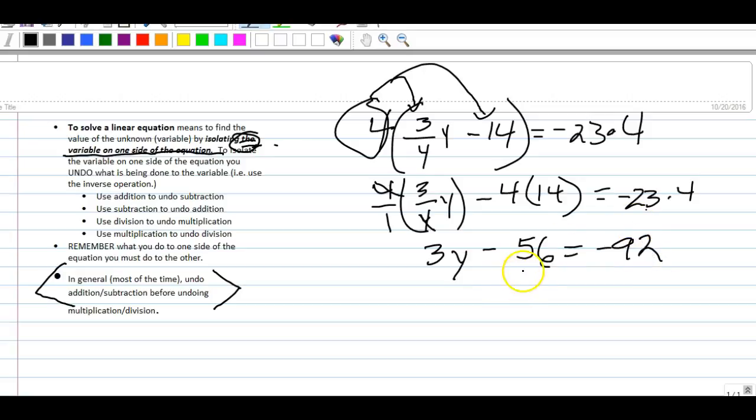Now we have no fractions to deal with. So I solve the way that I normally do. So I'm going to add 56 to both sides. And the minus 56 and the plus 56 will do each other in. And here I have minus 92 plus 56. So I have unlike signs, so I'm going to subtract the 56 from the 92.